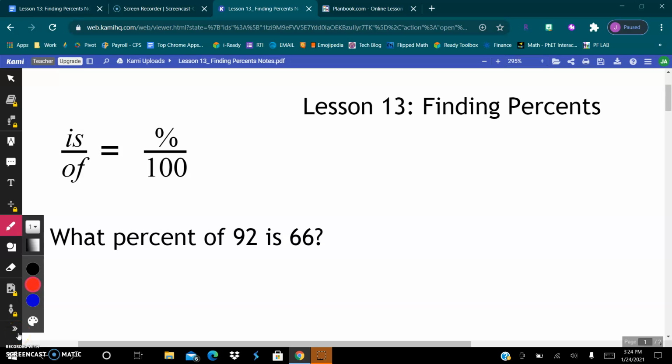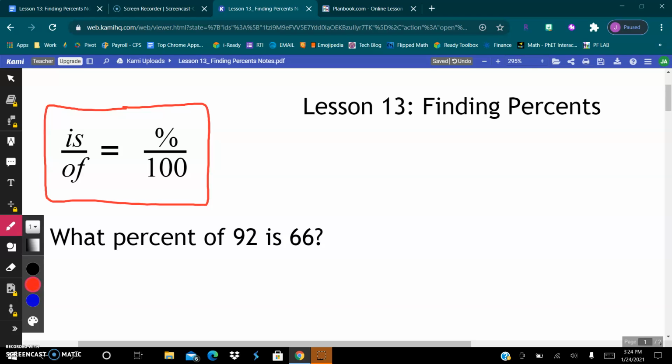Lesson 13 is on finding percents. And when we know two numbers and we have to find the percent, we are going to use this proportion here: is over of equals percent over 100. So you're going to want to write that down or memorize it because we are going to use it for a little while here when we're working with percents.